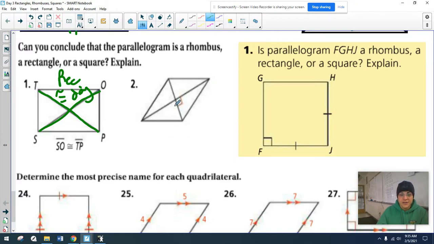Over here, since my angles are not right angles, it cannot be a rectangle or a square. And I have perpendicular diagonals here. So this is a rhombus.